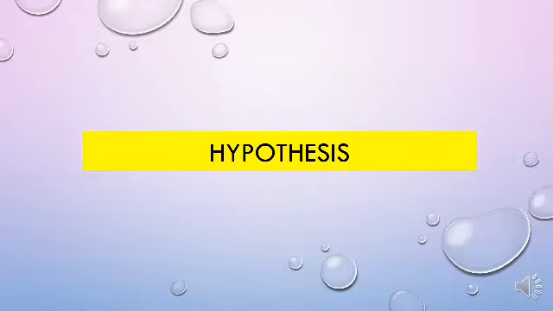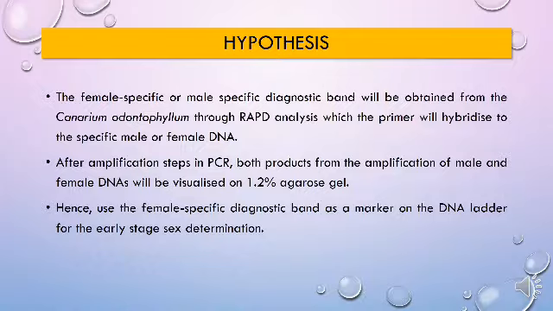Next is the hypothesis. The female-specific or male-specific diagnostic band will be obtained from the Canarium odontophyllum through random amplified polymorphic DNA, known as RAPD analysis, in which the primer will hybridize to the specific male or female DNA. After amplification in the polymerase chain reaction, the products from the amplification of male and female DNAs will be visualized on 1.2% agarose gel. Hence, we use the female-specific diagnostic band as a marker on the DNA ladder for early stage sex determination. This is better than wasting time waiting for the Canarium odontophyllum to mature for sex determination.